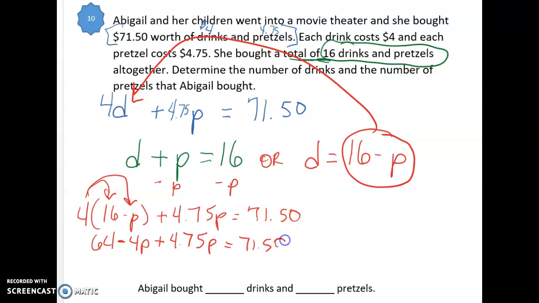Come back and solve this equation. Continue to work to get those P's. Next thing I need to do is combine my like terms. A negative 4P plus 4.75P. When I combine those like terms, I end up with 0.75P. Still have that 64, equals 71.50.